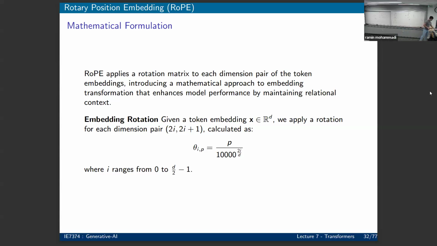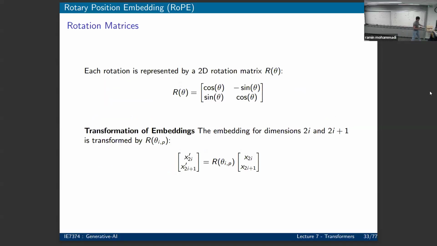First, let's talk about this theta. We can apply some sort of rotation to every pair. I don't know if you're aware of the rotation matrix, but that's the definition of a rotation matrix. In a 2D form, R theta is a rotation matrix that has cosine theta, minus sine theta, sine theta, and cosine theta. So that's a rotation matrix.